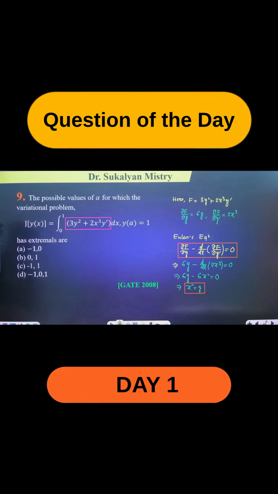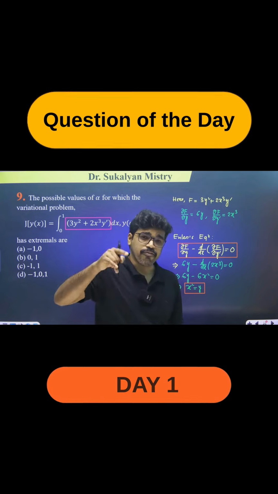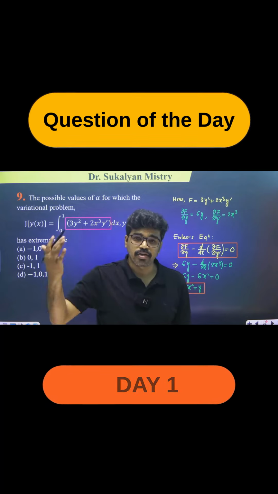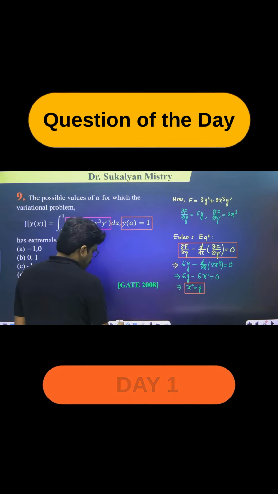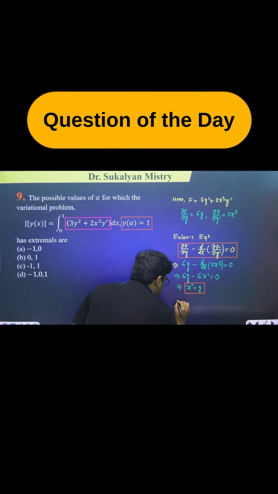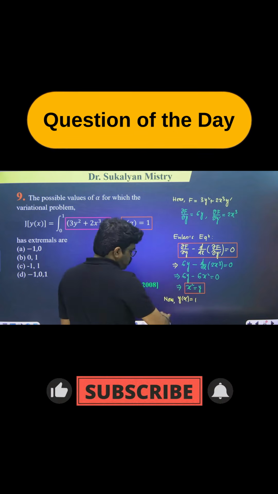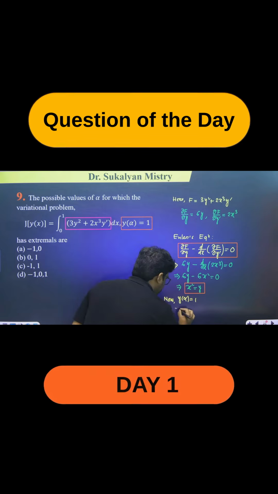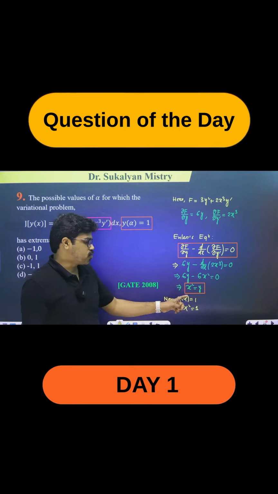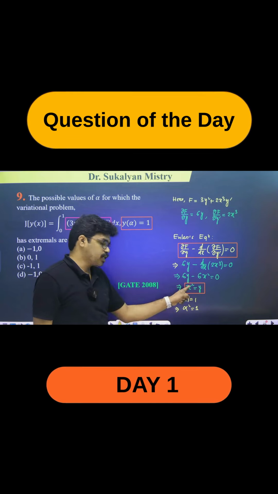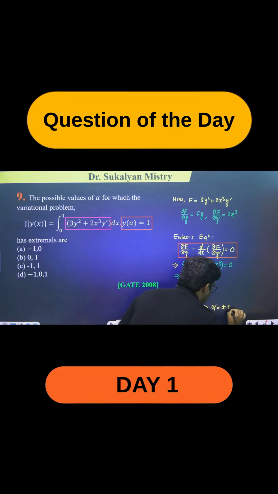Now it has an extremal, that means it satisfies the boundary condition. A functional will be extremal if the solution satisfies the boundary conditions. So this solution must satisfy the boundary condition y(alpha) is equal to 1. That means when x is equal to alpha, y is 1. When x is equal to alpha, y is alpha squared, which is 1. So alpha squared is equal to 1. That means alpha is equal to plus 1 or minus 1.